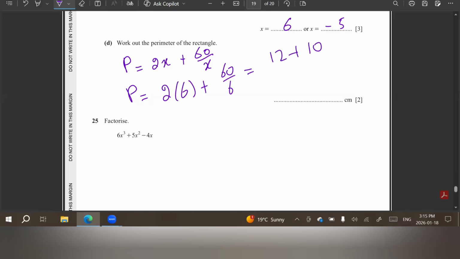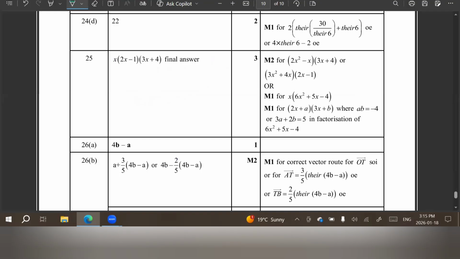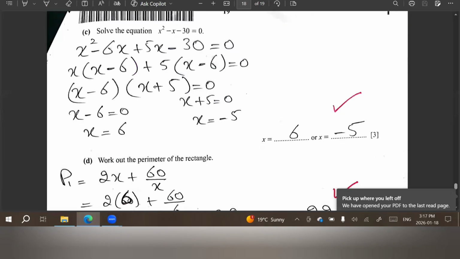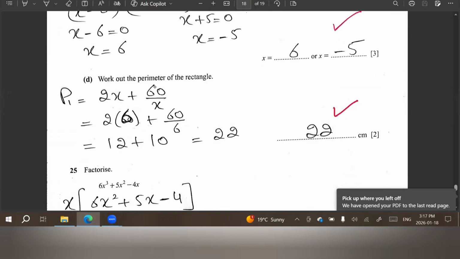Let's see, my solution is not showing up. Let's check the answer. 22 is the right answer. Let me get it from the download. I'm using another tablet, so funny things are happening.